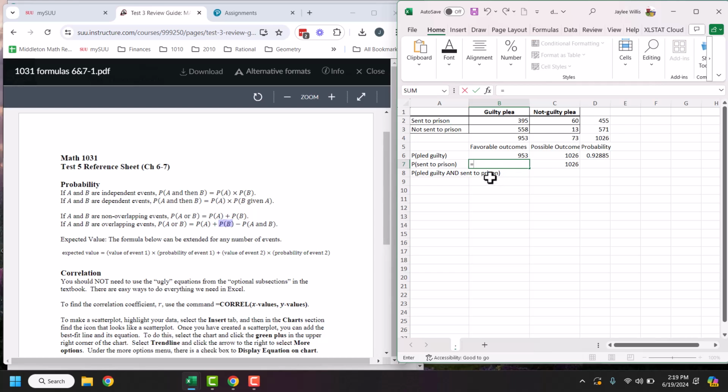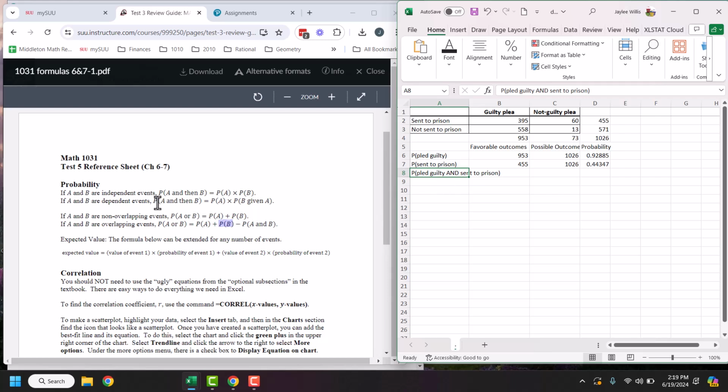And the number of people out of that 1,026 that got sent to prison is 455. And if I calculate that probability by taking the favorable outcomes divided by the possible, that gives me that probability. Now, the next thing I need to do is find the probability that they pled guilty and were sent to prison.